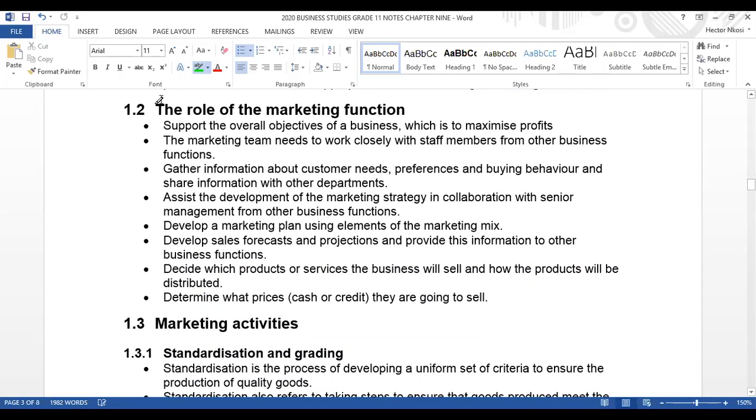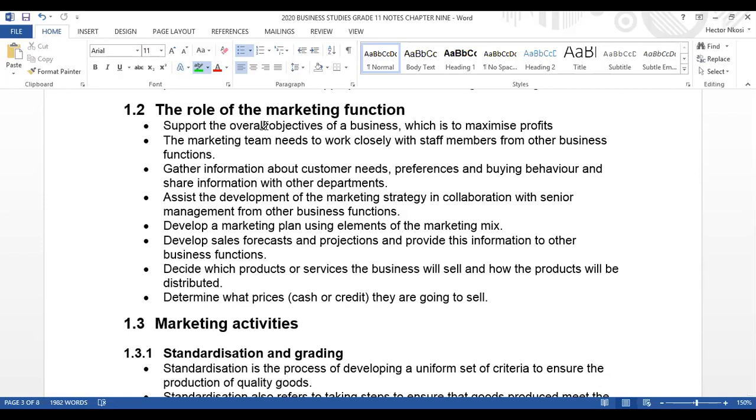Now, boys and girls, let's also look at the role of the marketing function. The role of the marketing function is to support the overall objectives of a business, which is to maximize profits. We know that the role of marketing is to help the business maximize its profit, right? That's why we market.